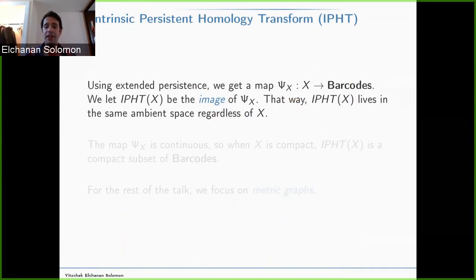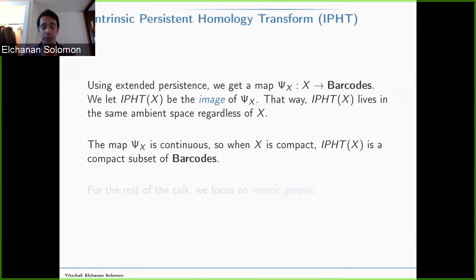And the reason is that I don't want the map to be indexed on the space, because the whole purpose of the invariant is that I don't have to have the full space. So by taking the image of the map, I get a subset of barcode space regardless of the space I start with. That way the invariants can be compared, because no matter if I have x and y different spaces, I want IPHT of x and IPHT of y to sit in the same ambient space.